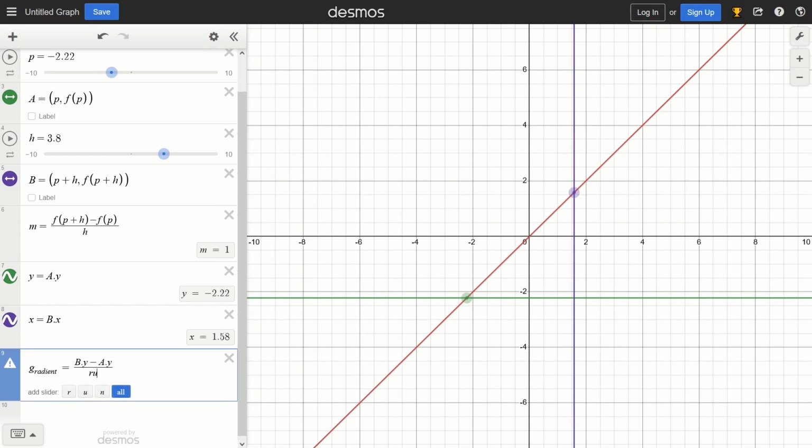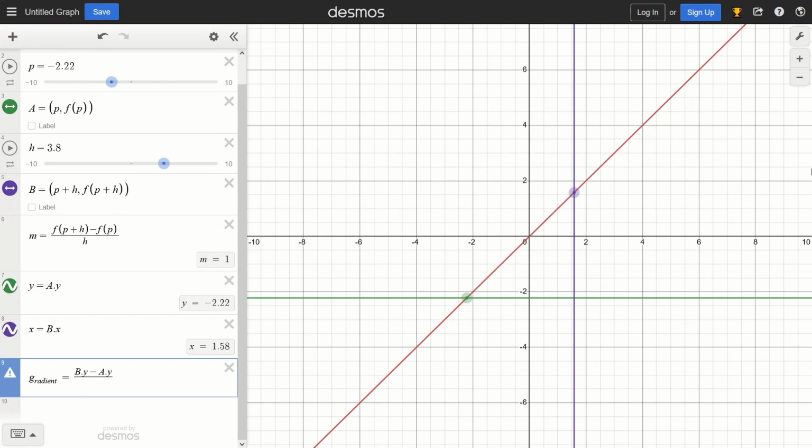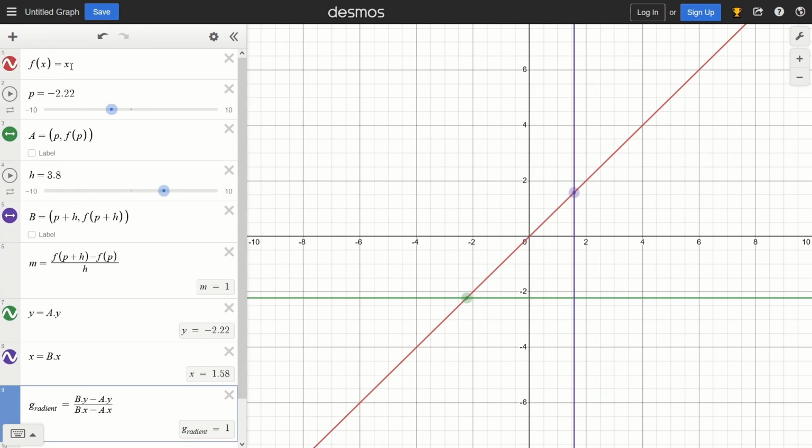And for the run, we're going to do something similar. We're going to take the x coordinate of B and subtract it from the x coordinate of A. And we see that the gradient is equal to 1 as expected, because this is f of x equals x, the simplest case for a straight line, and it has a coefficient of 1.